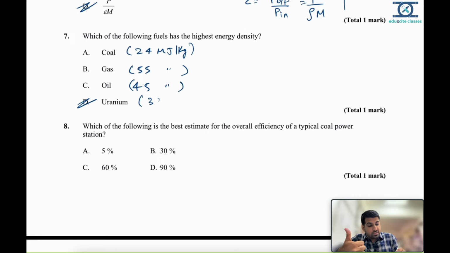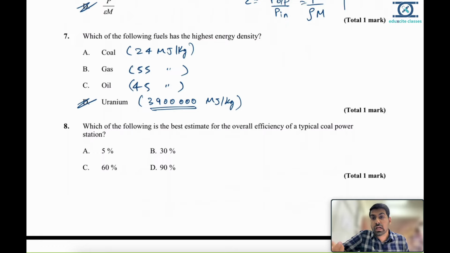And uranium, it is 3900,000 megajoule per kg. So you can compare the data. This is the maximum. Okay, so 1 kg of uranium can produce 3900,000 megajoule.